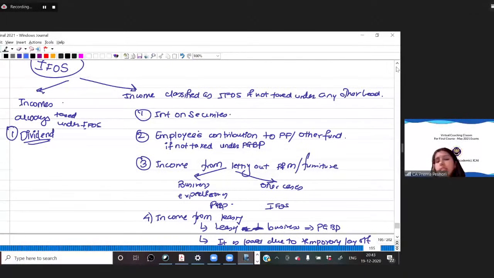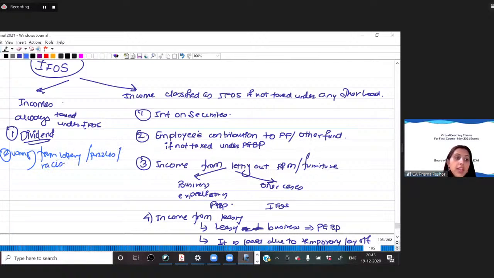Right, incomes always taxed under EFOS. First was dividend. Second, winnings from lottery, puzzles, crossword puzzles, race horses, card games is always taxable under income from other sources. Even if the distributor of lottery tickets receives the lottery amount, that will also be taxable under EFOS, not under PGBP.